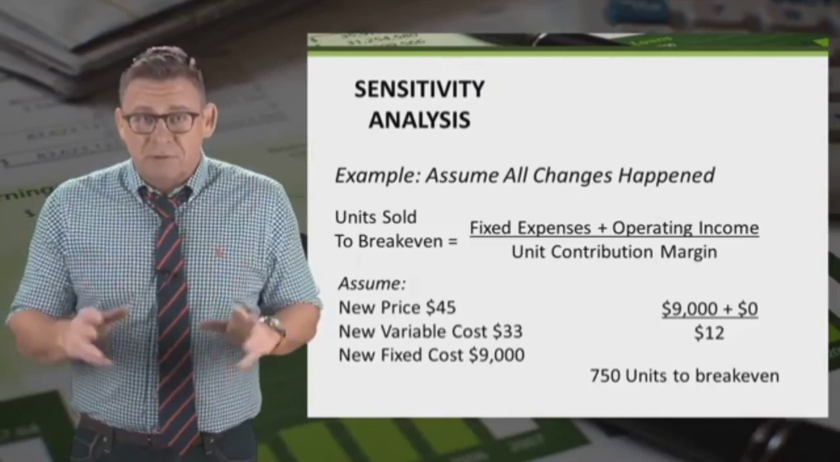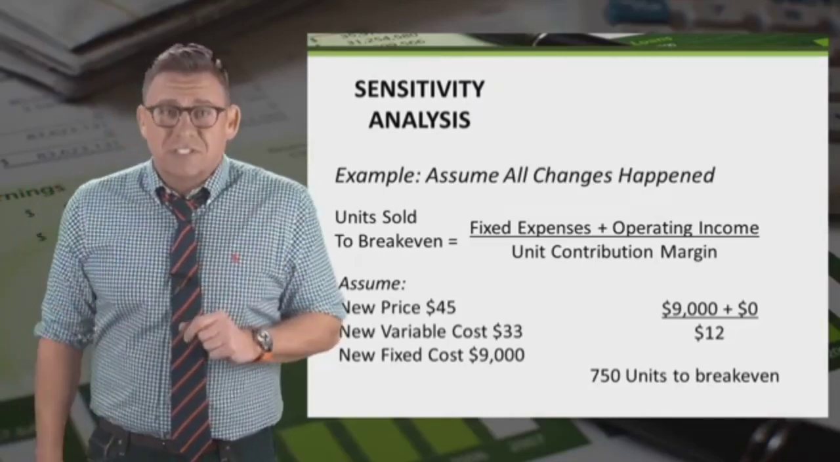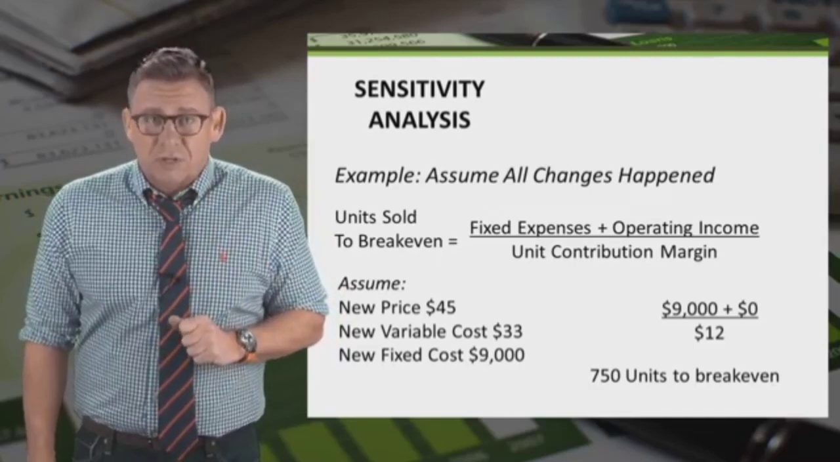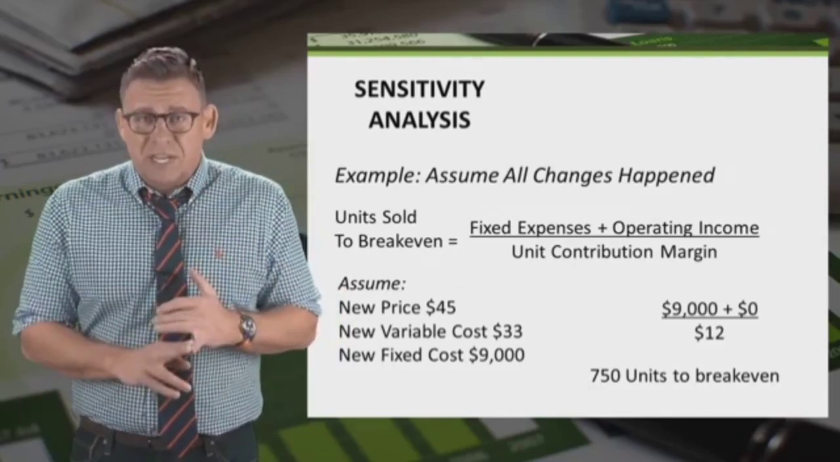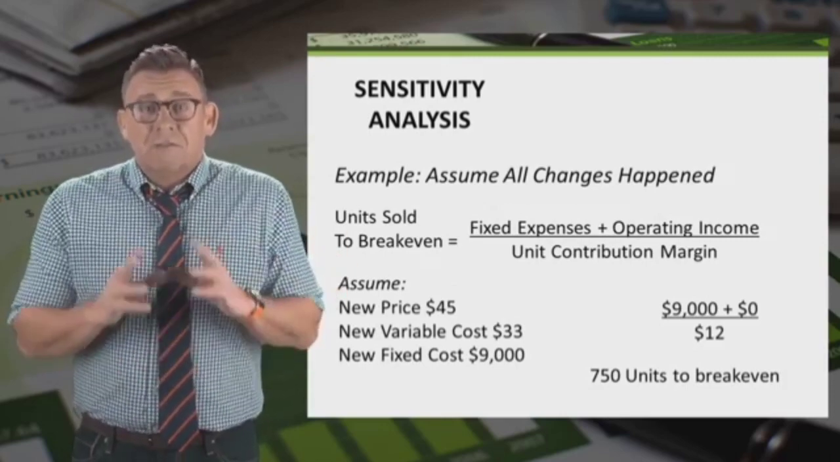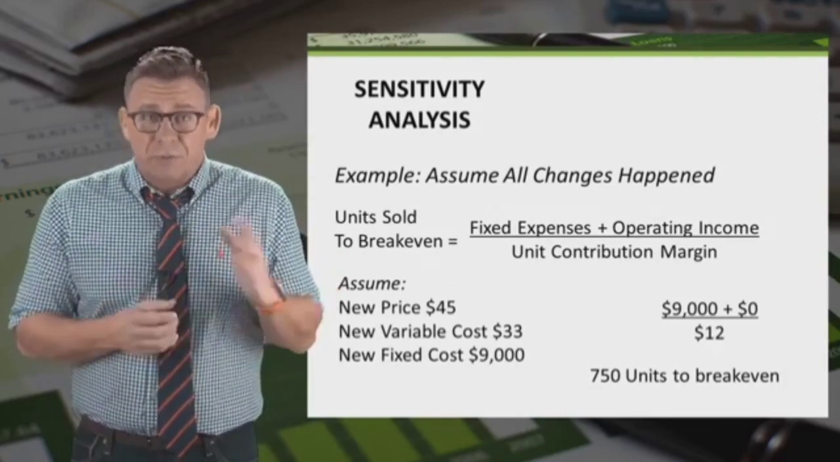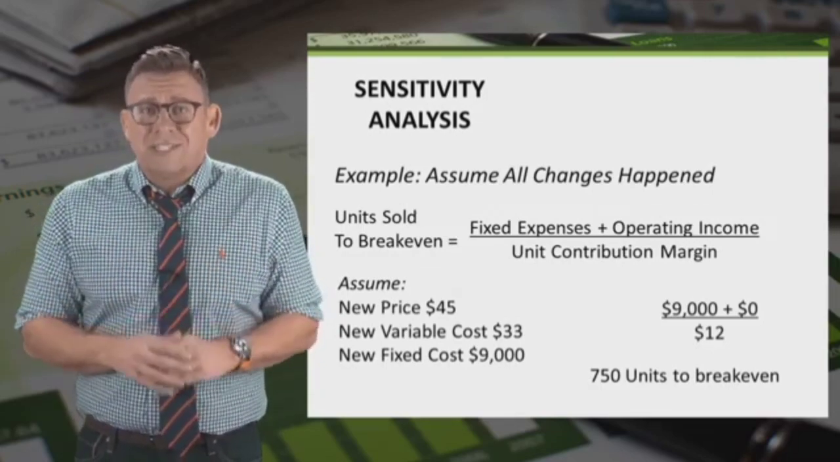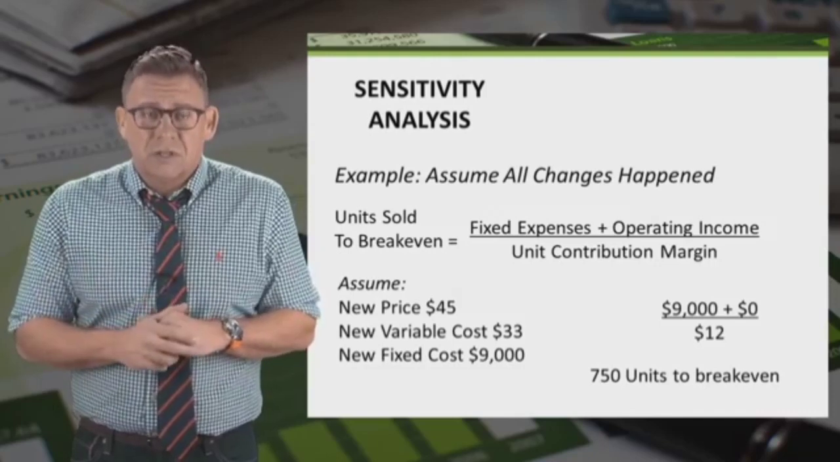Did your head just spin around? Don't worry, the steps are just the same. We need to calculate a new contribution margin. So price is decreasing 10%, dropping from $50 to $45. Variable cost is increasing from $30 to $33. So our unit contribution margin is now $12.